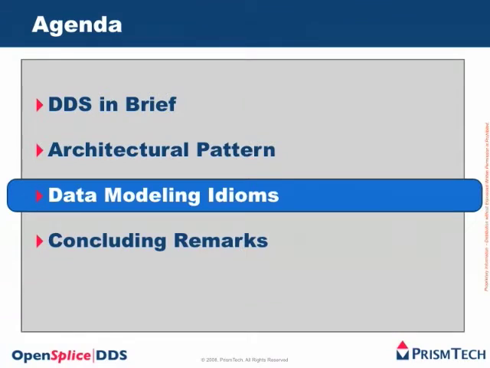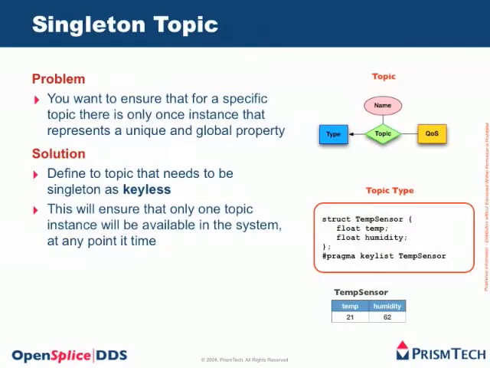Let's move now to some pretty cool data modeling idioms. And let's start with a singleton topic. Singleton is one of the first patterns that you find in any pattern book. And I thought it was good to show you how you can do a singleton topic in DDS. That's important, because sometimes you want to ensure that for a specific topic there is only one instance that represents a unique and global property. It's pretty trivial to do that in DDS. You just have to define a topic which is keyless. So a topic which doesn't have a key doesn't have instances, or we could say that there is a single instance, and thus it's a singleton.